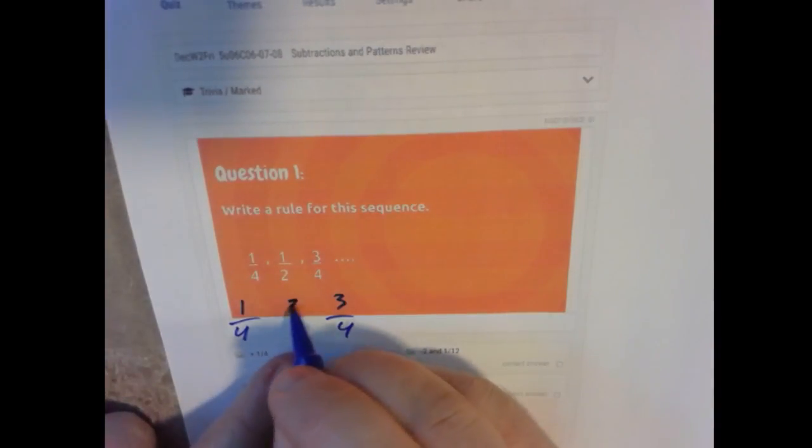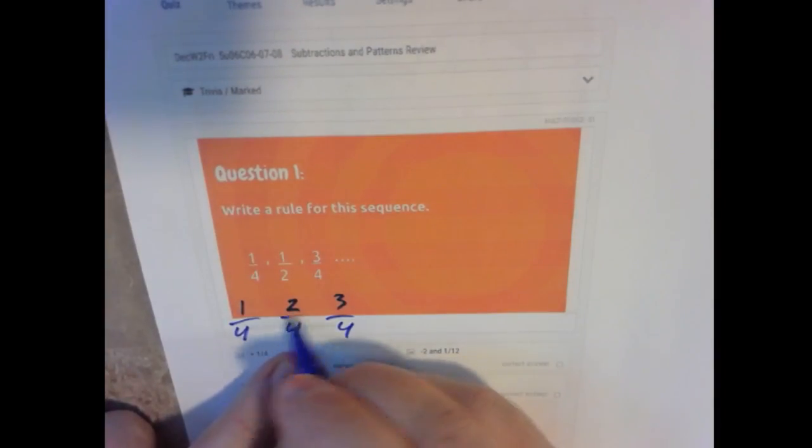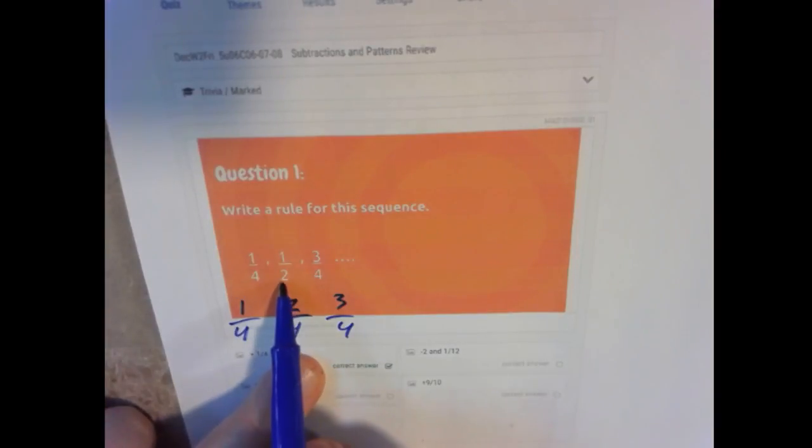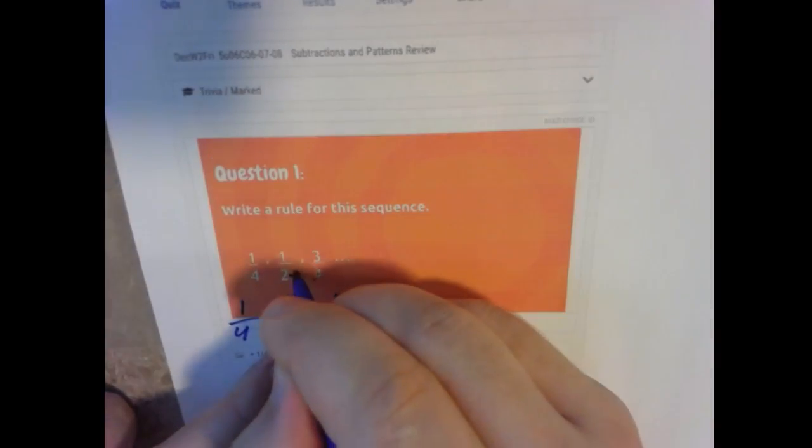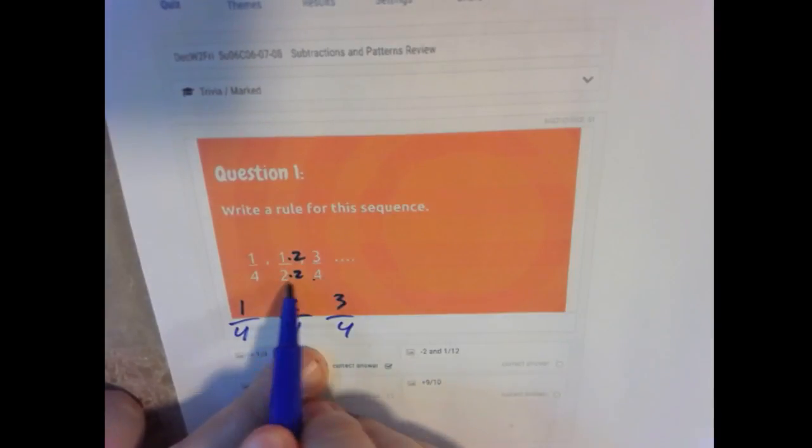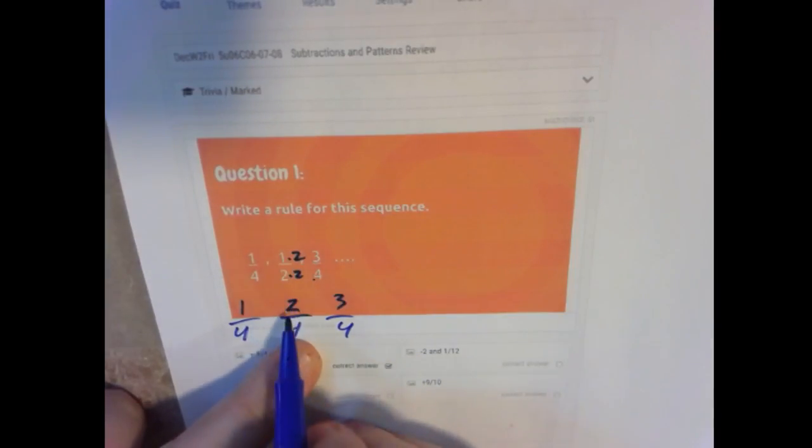So 1/2 is the same as 2/4, and we can find that by thinking, how do I go from 2 to 4 using multiplication? It'd be 2 times 2 to get the bottom to be 4, and we'd multiply the top by 2 as well. So that was the rule that we used to go from 2 to 4. 2 times 2 to make 4, 1 times 2 to make 2.